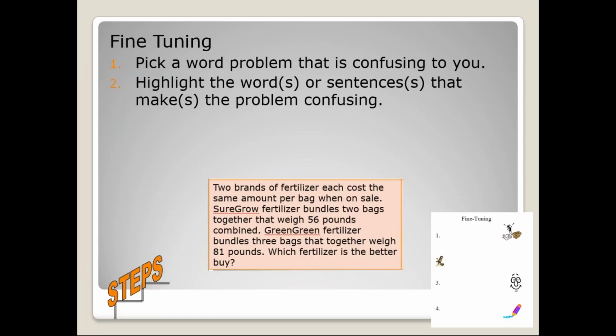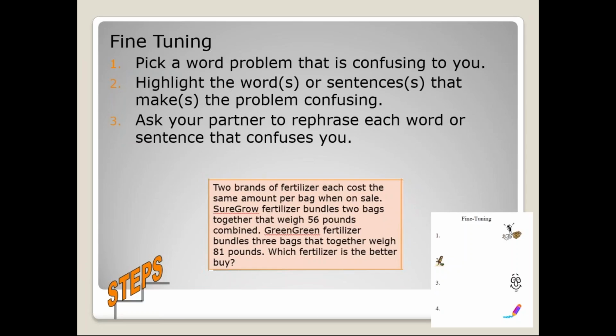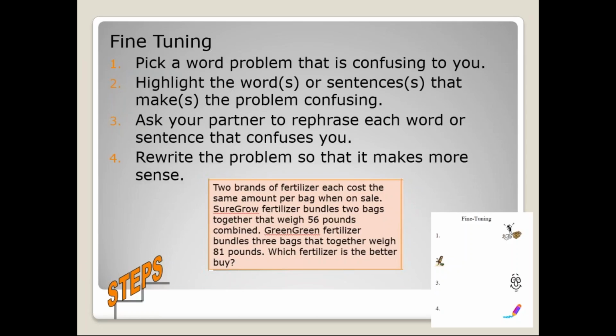There's a difference between something being confusing and something taking a couple of reads, right? So let's highlight the things that make it confusing, and then ask a partner to rephrase the word or the sentence that confuses you. And I want you to take it sentence by sentence. What does that look like? And then the 4th step in the protocol, they're going to rewrite the problem so that it makes more sense. So that could be rewriting it as a bulleted list. That could be rewriting with a diagram, with pictures, to help me make sense of what's going on.